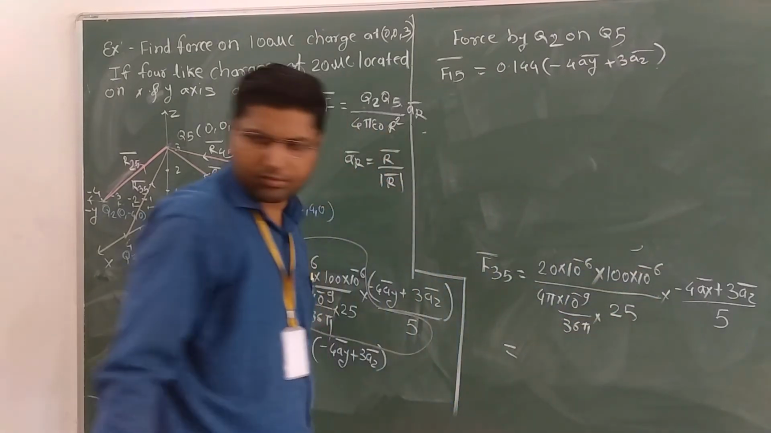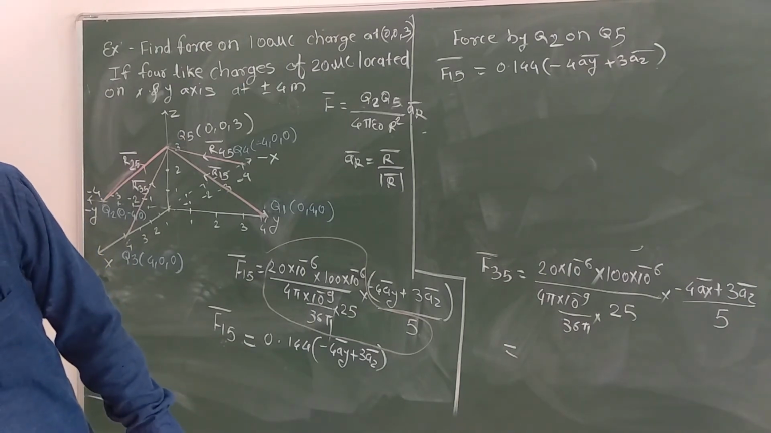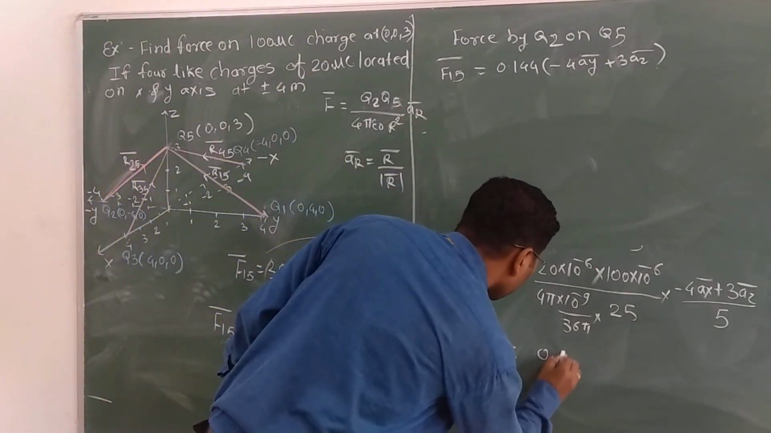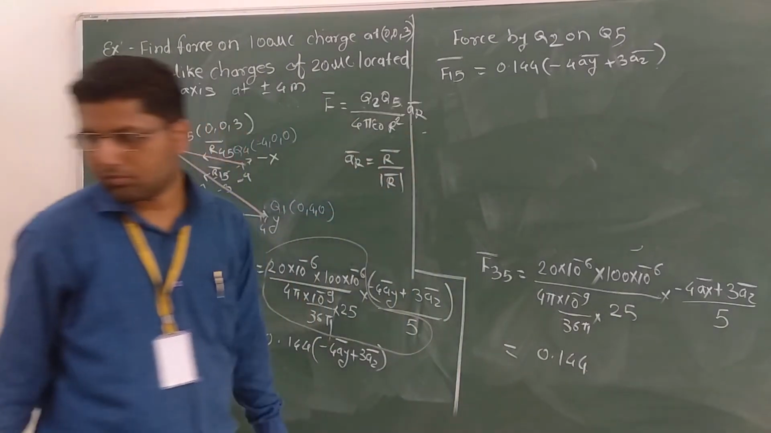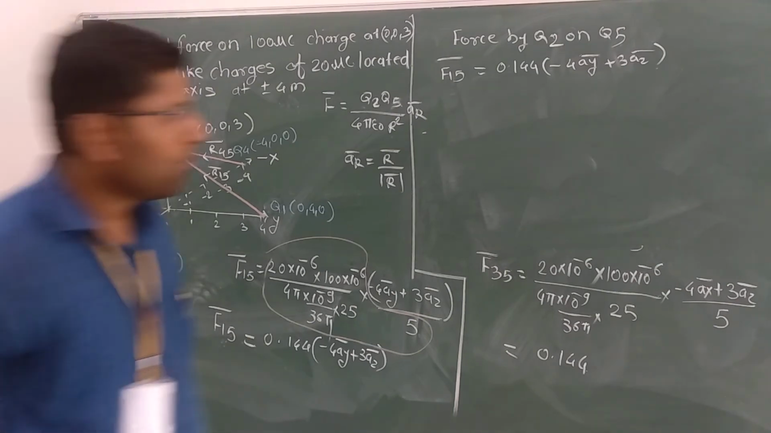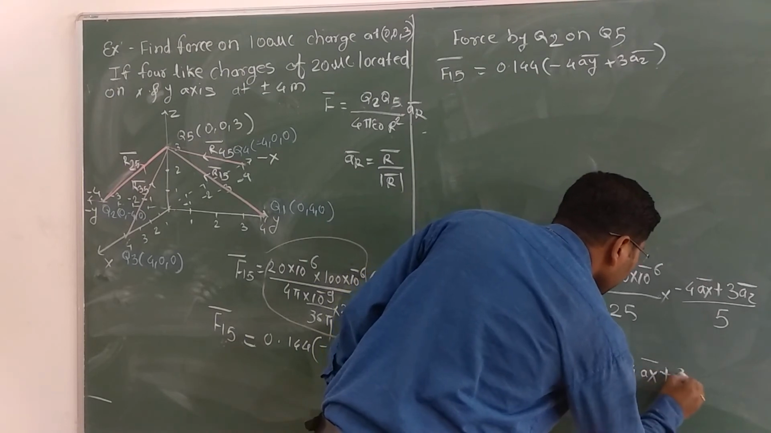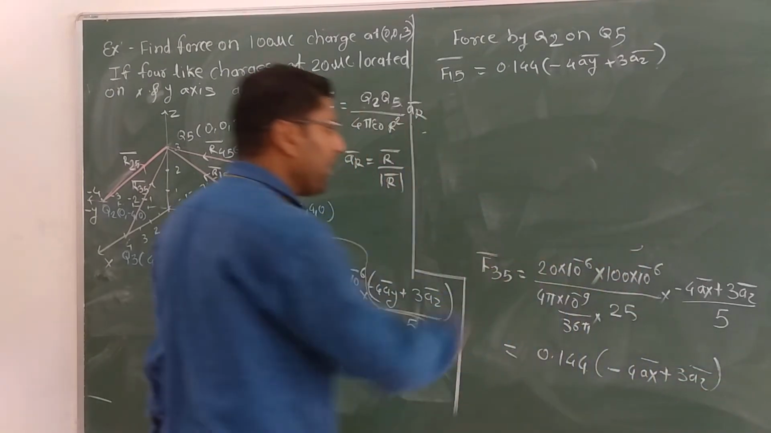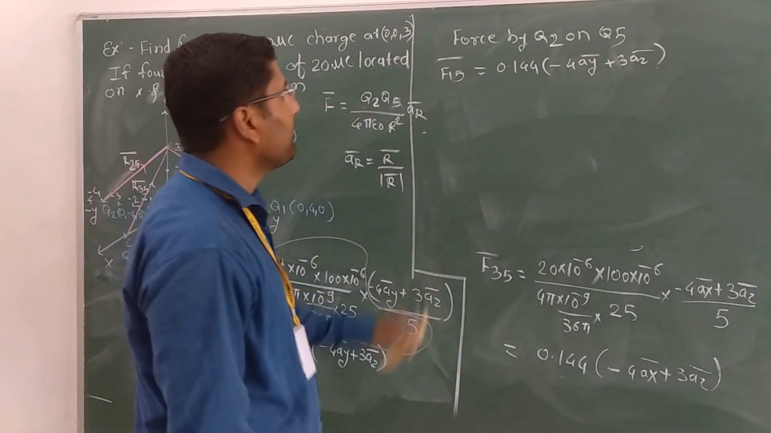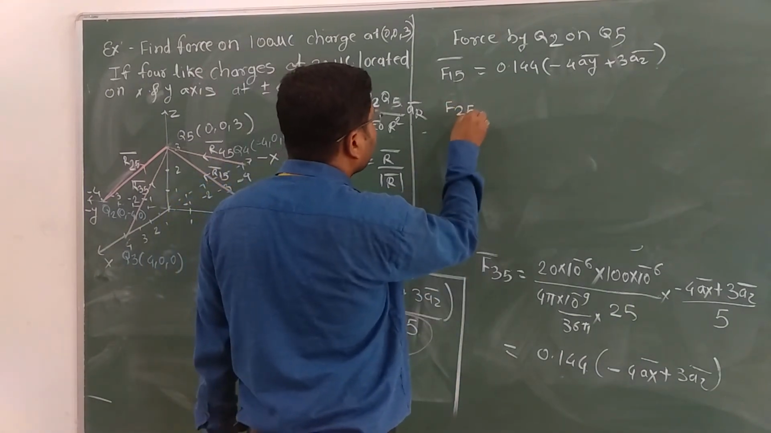And what is the calculation? You just tell me. 0.144 into minus 4 ax bar plus 3 az bar, as it is, because all the values are the same, so we have the same 0.144. Now from this F15 we have to calculate F25 bar.